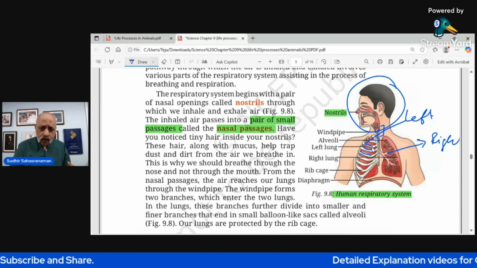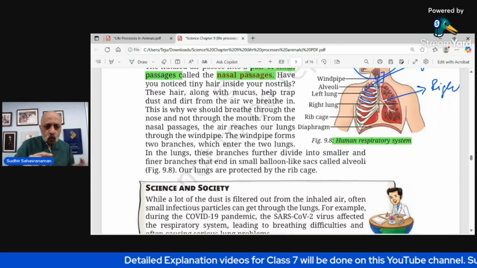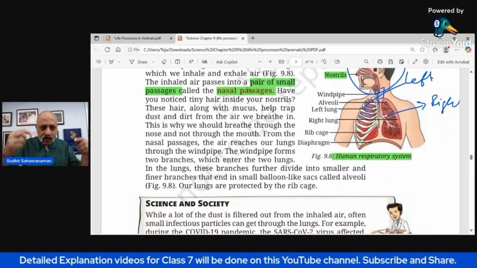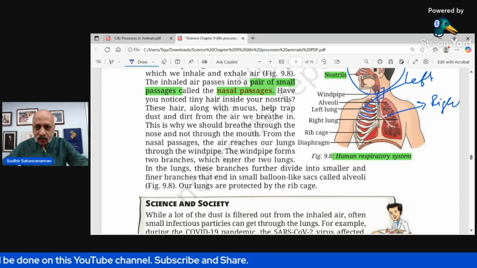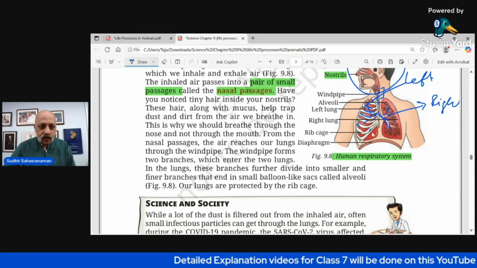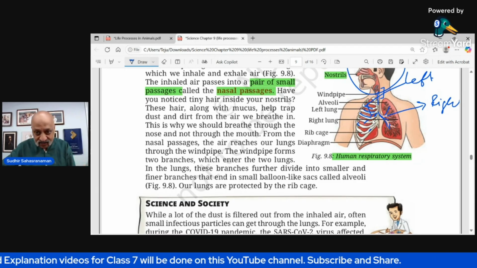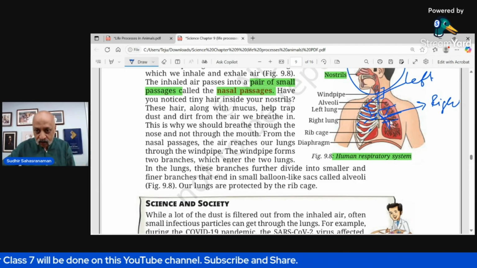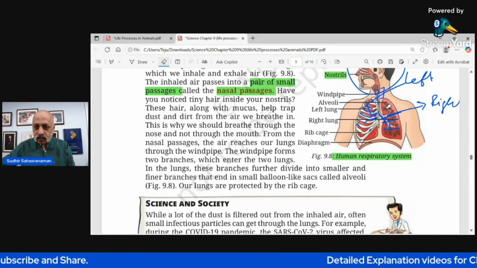Thereafter, you have the windpipe. The windpipe forms two branches which enter the two lungs. What you are seeing out here, the two branches like this and like this, one branch going into the right lung, one branch going similarly into the left lung, right? This rib cage, don't think that it is only on the left lung. The same kind of rib cage will also be here. It has not been drawn here so that you can see what is inside the lung also. Let me just remove this so that there is no confusion.